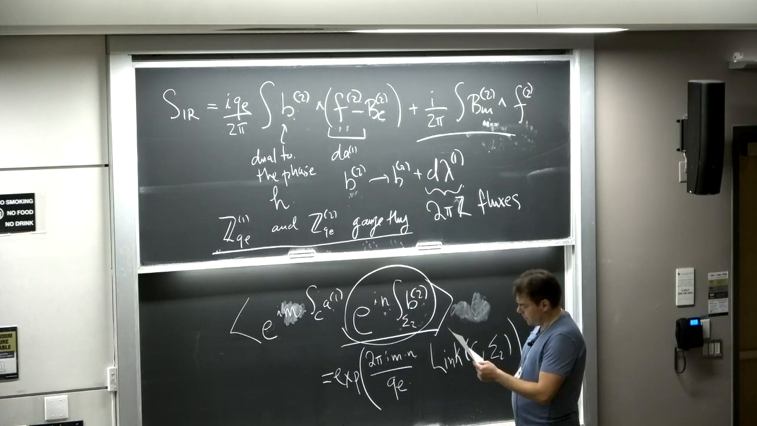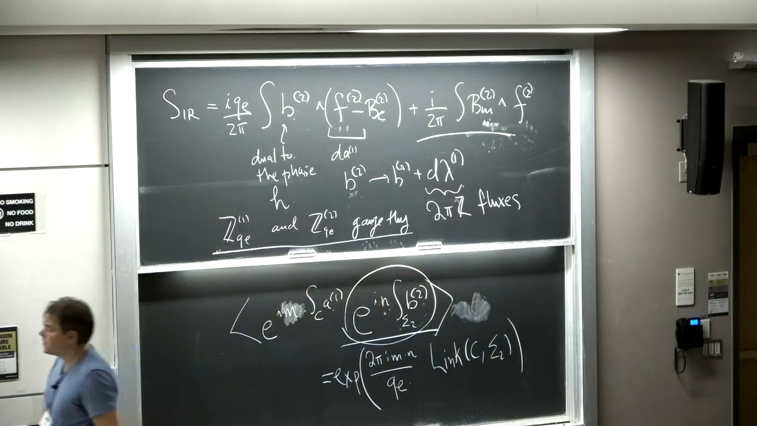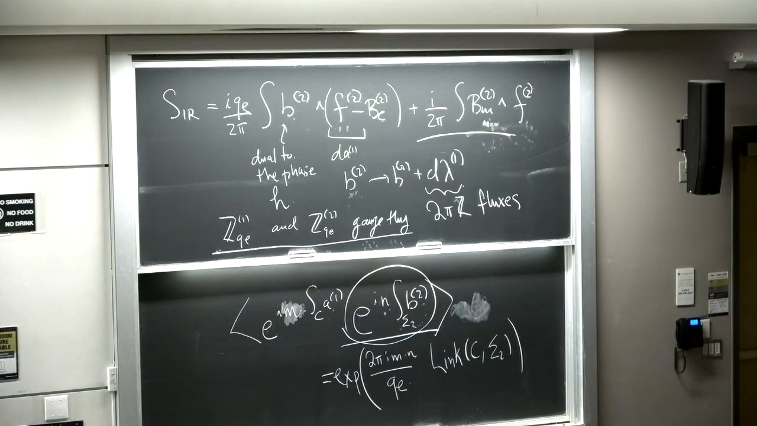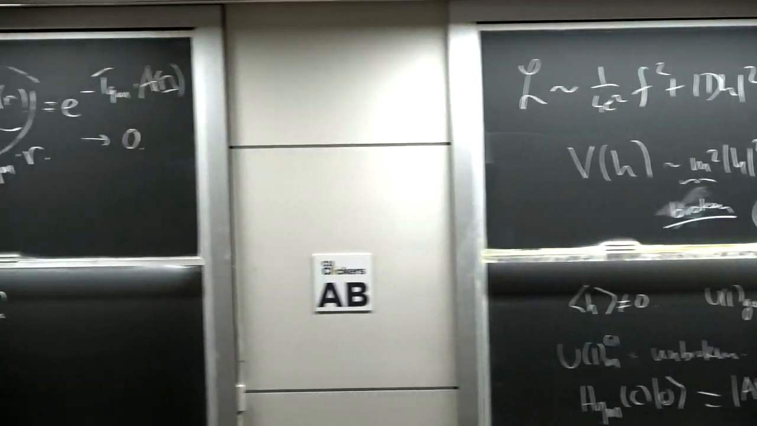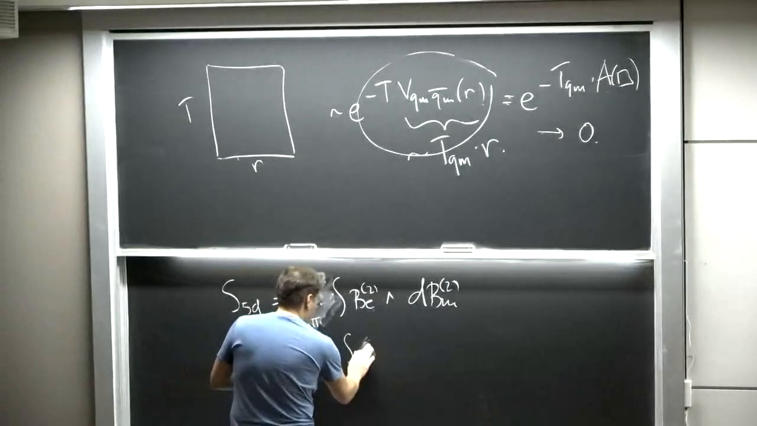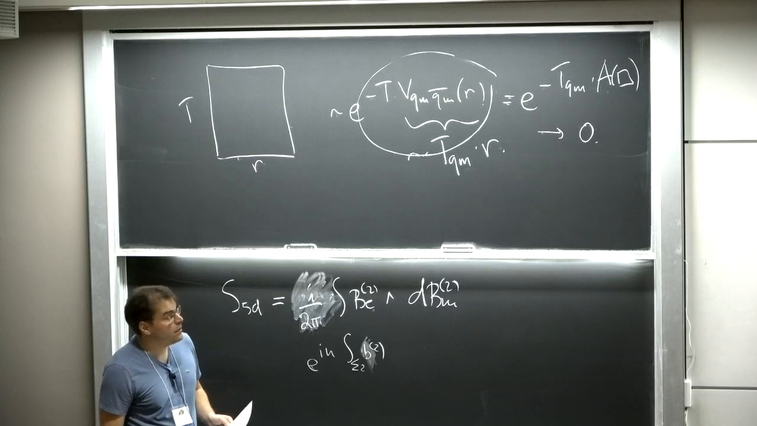Now, do I want to? Yeah, maybe I'll write this one line just because it's an important point. So imagine you insert this operator into the path integral. And then you integrate out the field F.